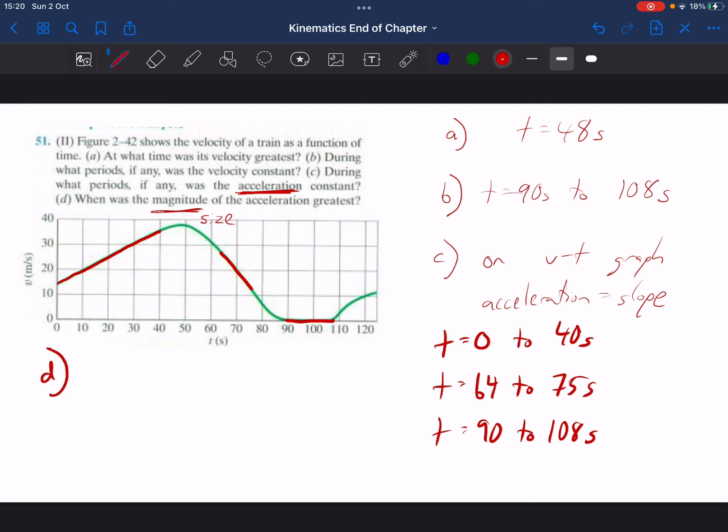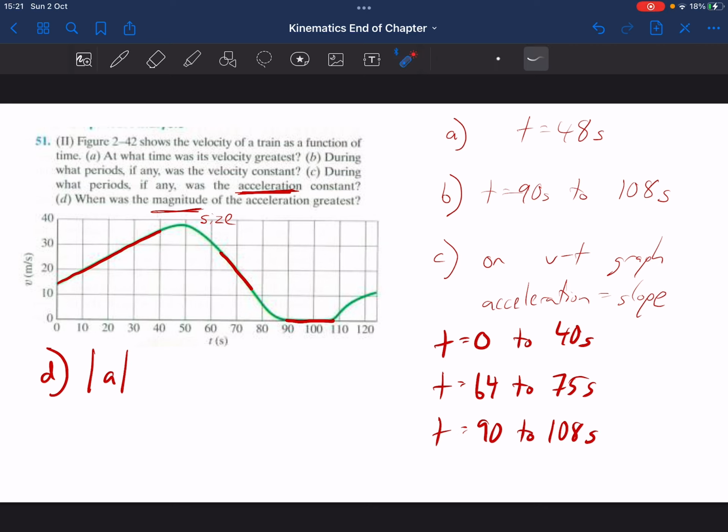Okay, part D. When was the magnitude of the acceleration the greatest? So a magnitude we can think of as size, and we can kind of think of it as absolute value. So if we wanted to think of the magnitude, we can think of it as if we took the absolute value. So we're not concerned about if the slope is positive or if the slope is negative. We just care how steep it is. So if we think about a guy walking up this hill, then we can kind of visualize where the steepest part of this line is.